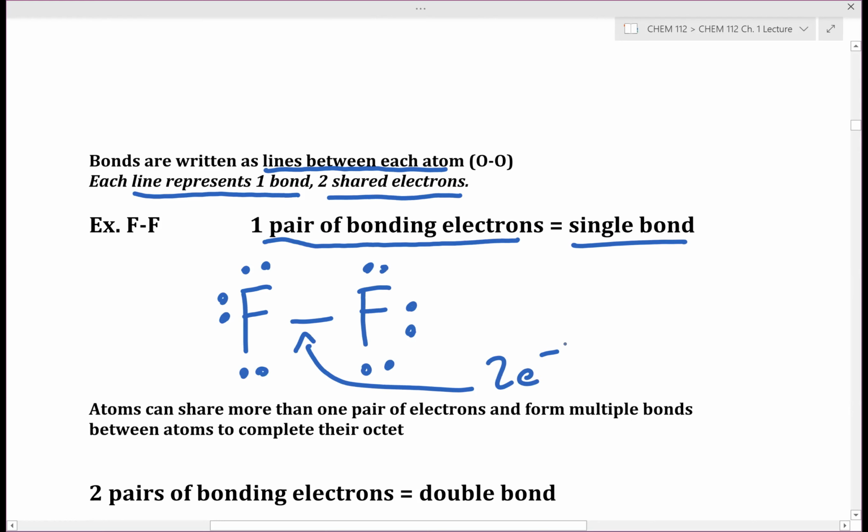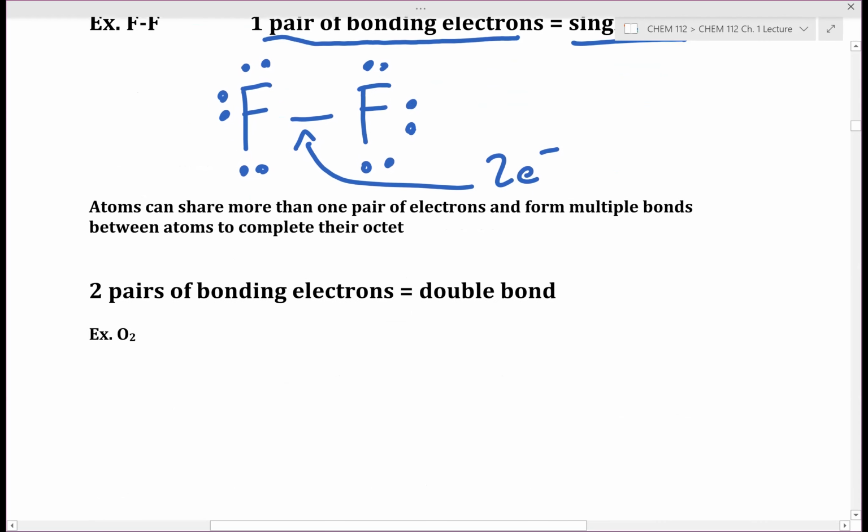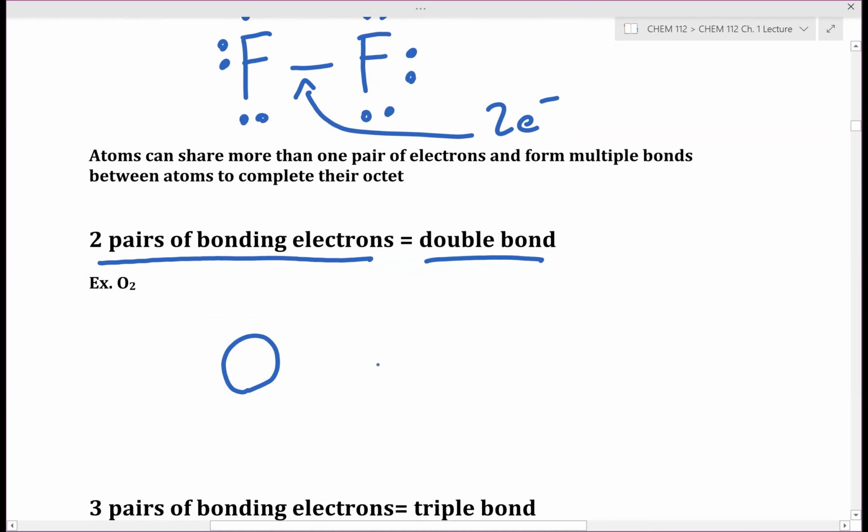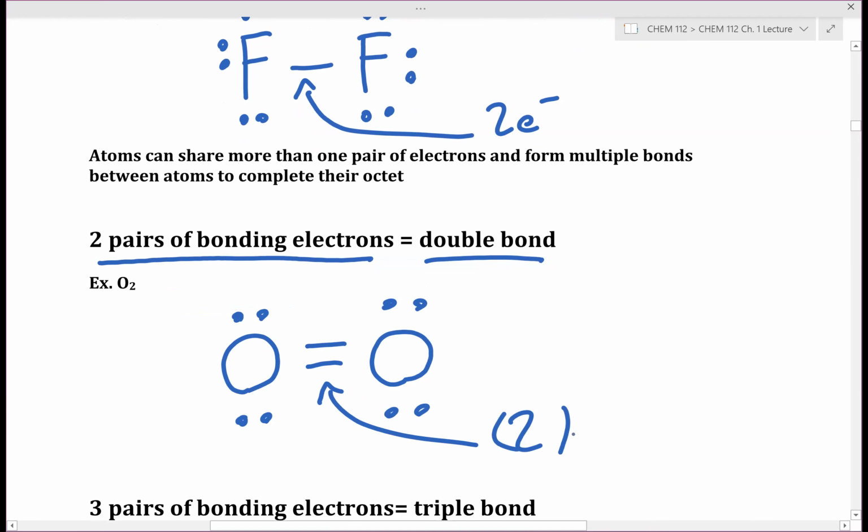Now, of course, we can share more than just 1 pair of electrons and form multiple bonds. So for example, if we have 2 pairs of bonding electrons, we have a double bond. This is often found in oxygen. It's a marquee example of that. So each oxygen atom has 8 electrons to its name, and shared between these 2 oxygen atoms are how many electrons? How many electrons have we shared? 4. 2 times 2 gives us 4 electrons shared.